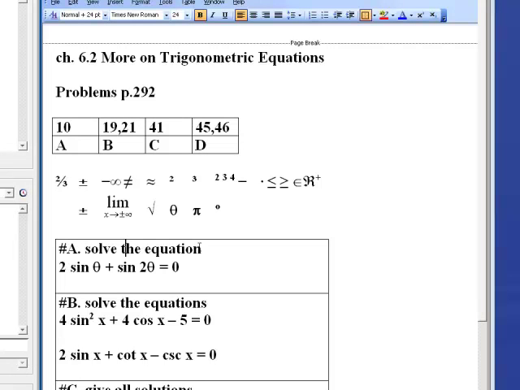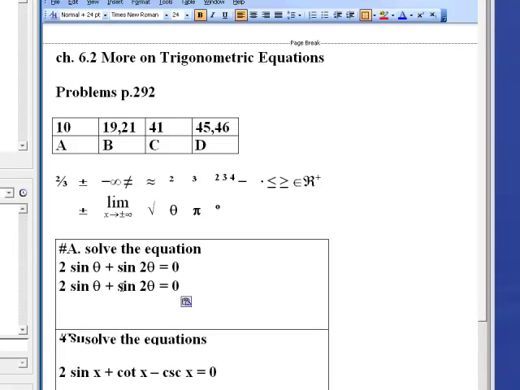Welcome to the problem section on more on trigonometric equations, really similar to the examples that I did during the lecture. So let's see, here we're going to come up with 2 sine theta plus sine 2 theta. Of course, we're going to use a double angle identity. So this is going to come out to, look it up in the book, sine 2 theta equals 2 sine theta cosine theta.